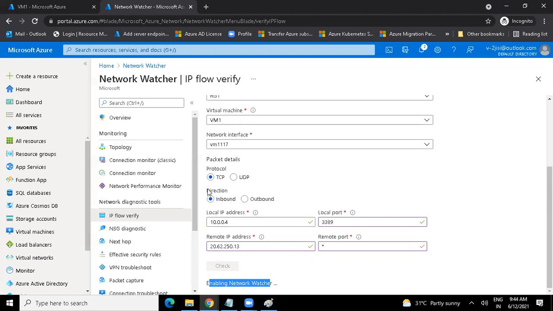Similarly, let's say you want to check from this VM, would you be able to reach the internet? Then instead of inbound, you can set it as outbound. So from the machine, whether any inbound connection or any outbound connection is allowed or not, we would be able to check with the help of this, right?